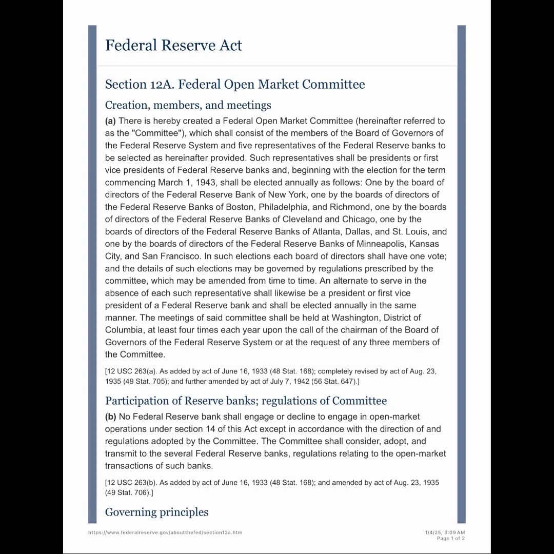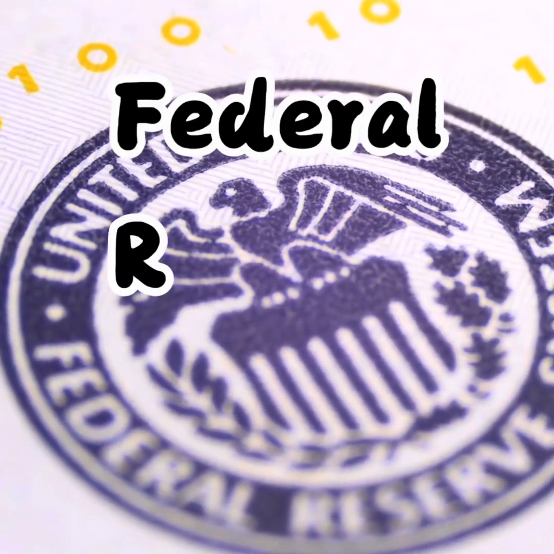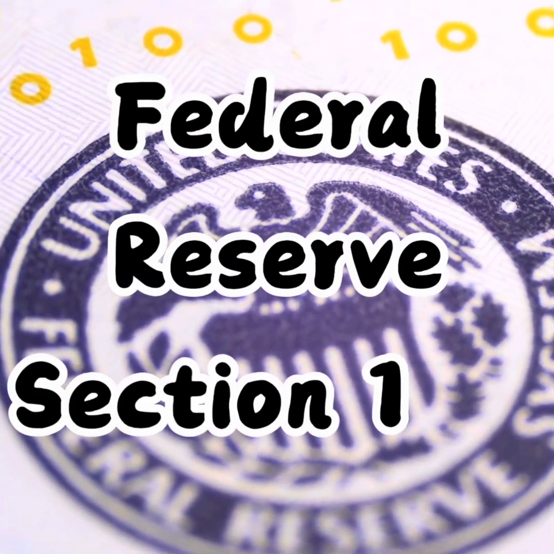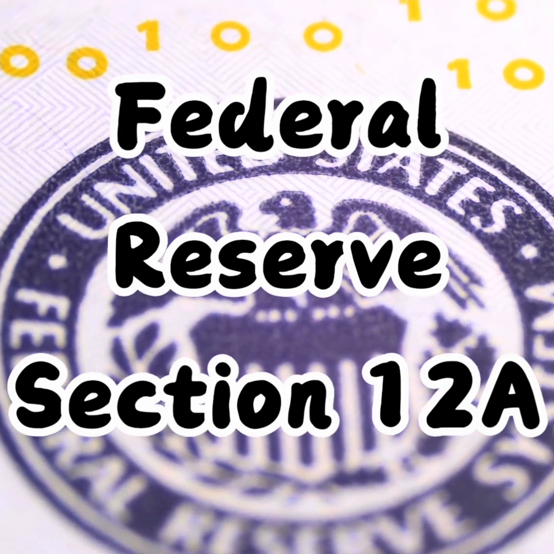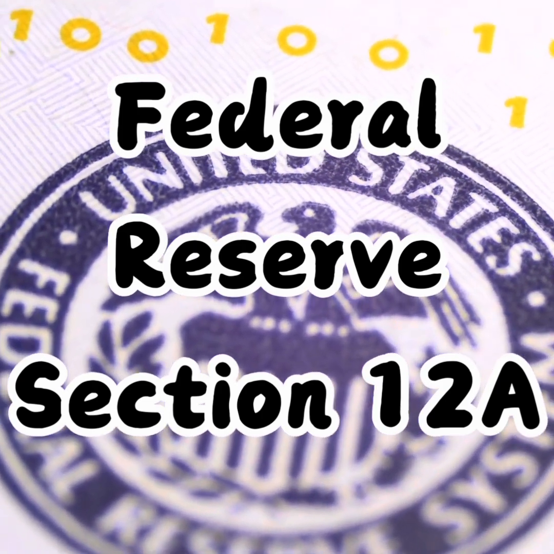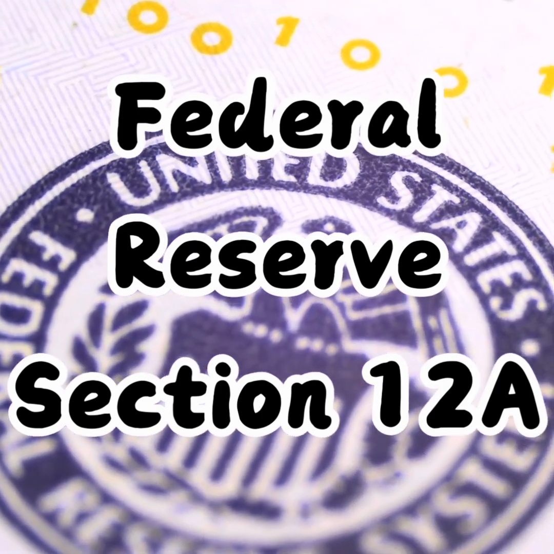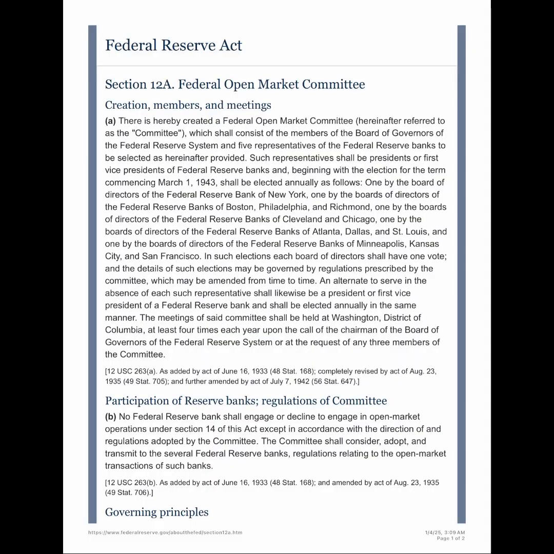Open market operations. Can you explain what those are in simple terms? Essentially, the FOMC buys and sells U.S. Treasury securities and other financial instruments in the open market. Buying securities injects money into the economy, lowering interest rates, while selling securities withdraws money, raising rates. So it's a delicate balancing act, influencing the flow of money to achieve specific economic goals.